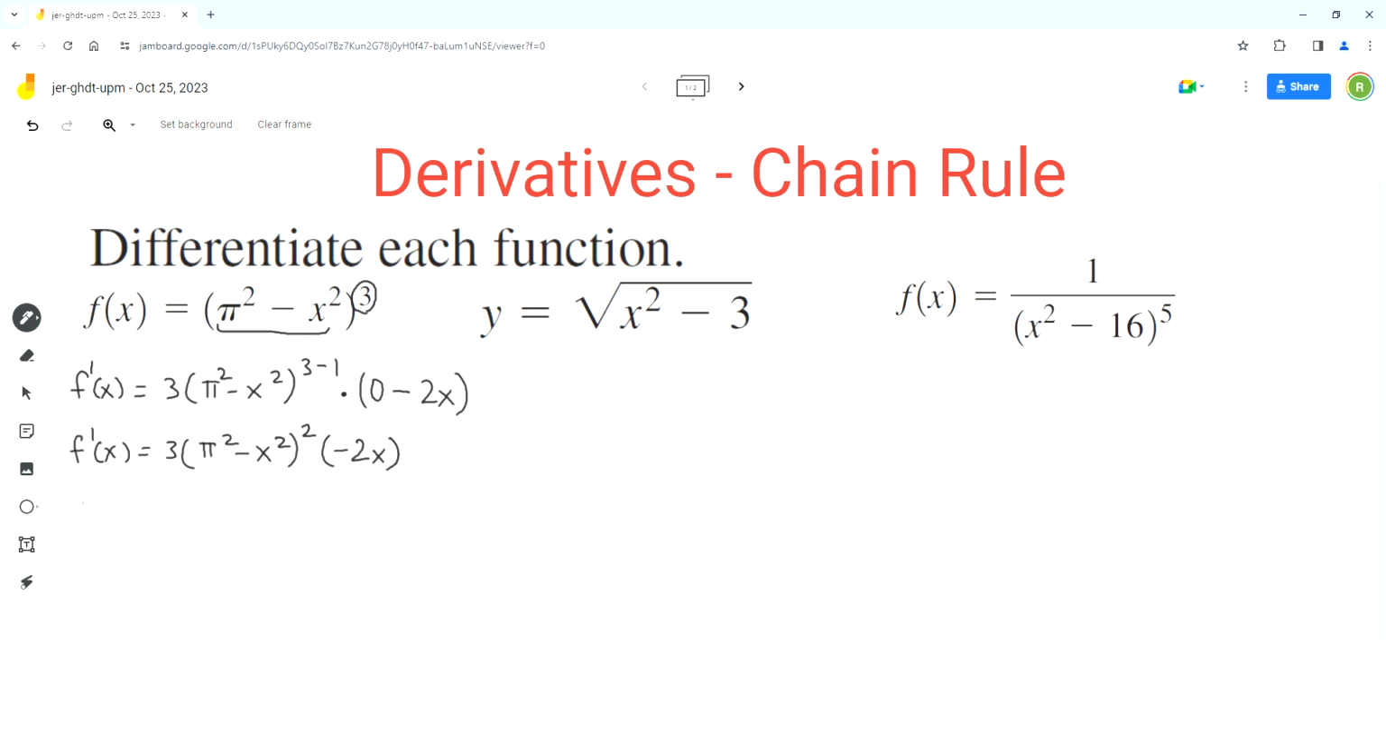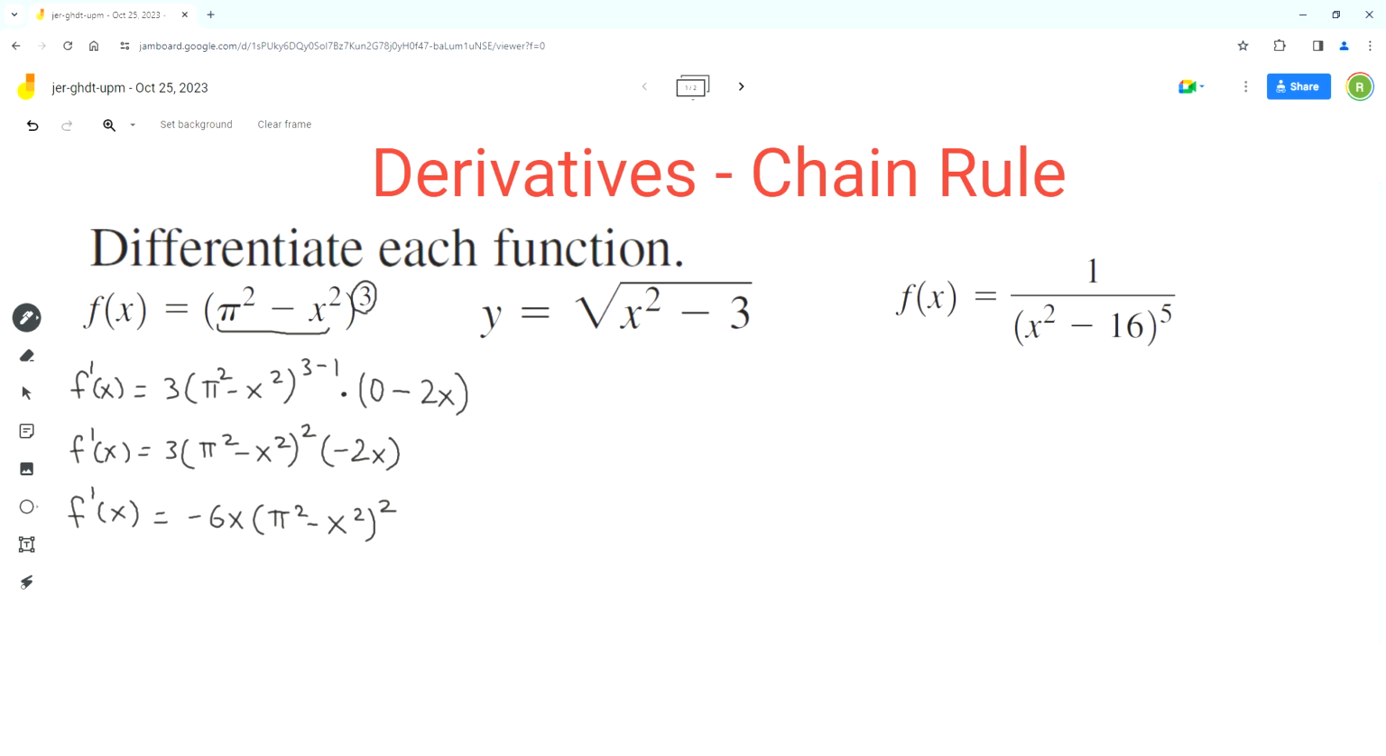Now we can combine 3 and negative 2x. So f prime of x equals negative 6x, then (pi squared minus x squared) exponent 2. So this should be the final answer for the derivative of this first function.